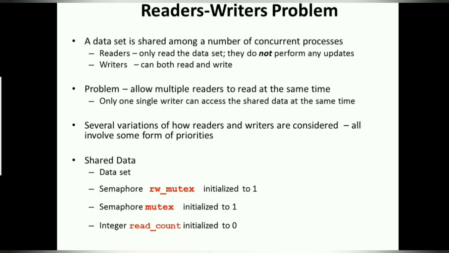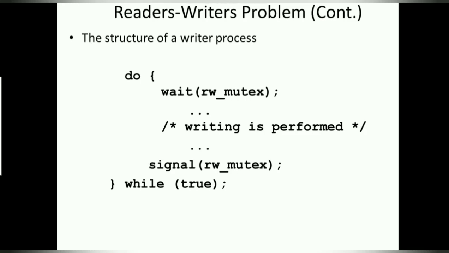Now we have three shared variables. The first is the read-write mutex, and the other one is the mutex that ensures mutual exclusion. We also have another integer variable, read count, that counts the number of readers. Now let us look into the algorithm. This is the writer process algorithm.